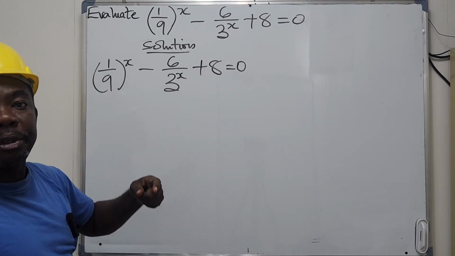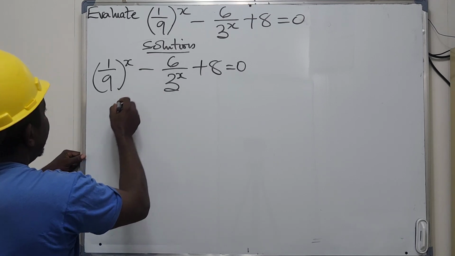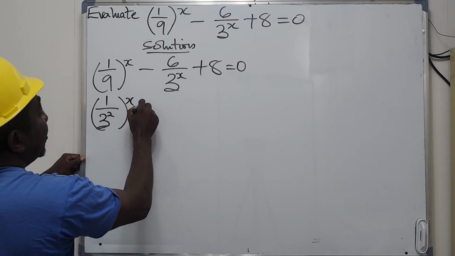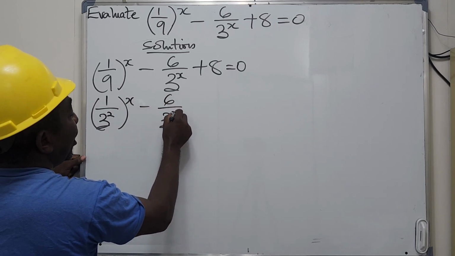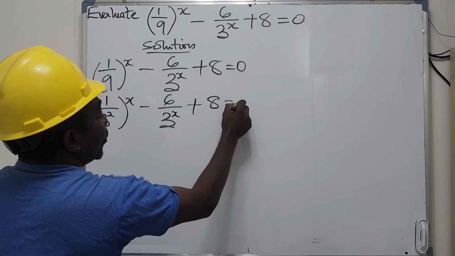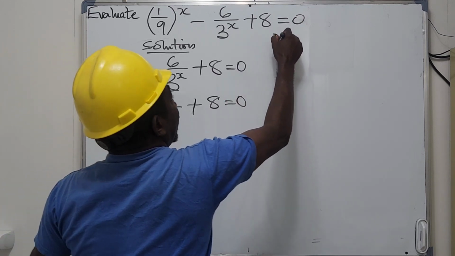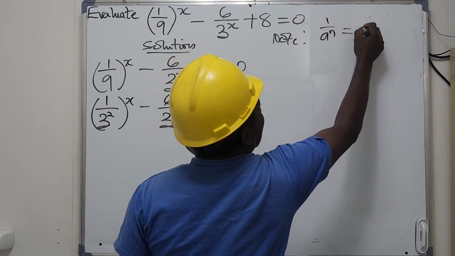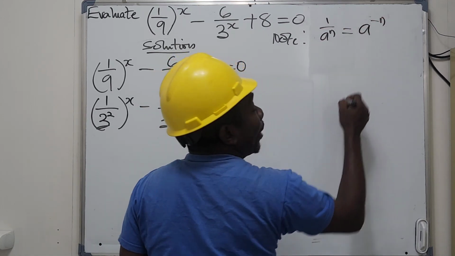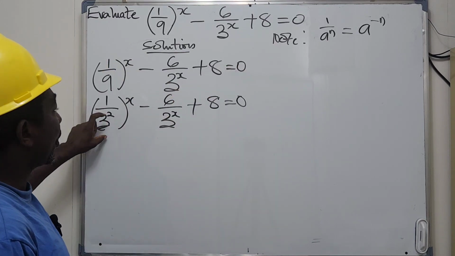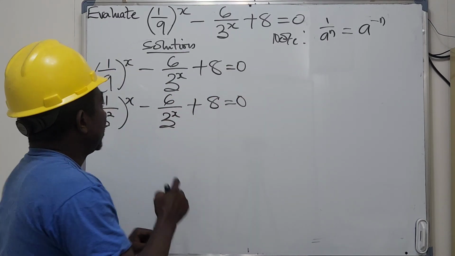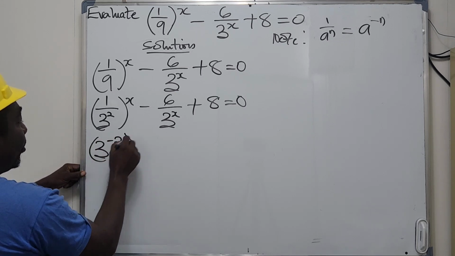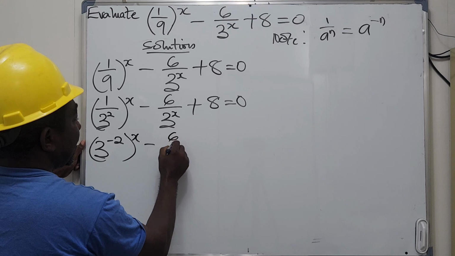So here 9 can be written as 3 to the power of 2. So this can be written as 1 over 3 to the power of 2, all to the power of x, minus 6 over 3 to the power of x plus 8 equals 0. We recall that 1 over a to the power of n is the same thing as a to the power of minus n. In that situation, we are going to represent this in that format. So this will become 3 to the power of minus 2, all to the power of x.